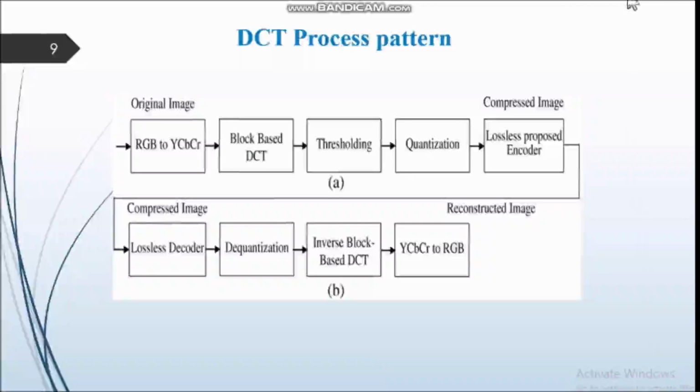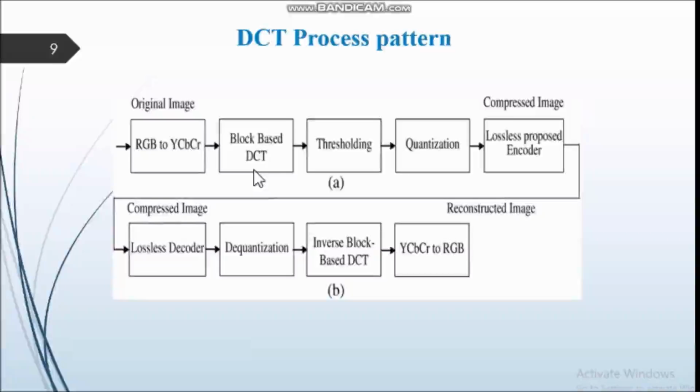DCT process pattern. This section represents JPG compression steps and RGB to YCbCr color space conversion. The original image is divided into 8 by 8 blocks. The pixel values within each block are shifted from 0 to 255 to -128 to 127. The DCT works from left to right, top to bottom, and is thereby applied to each block.